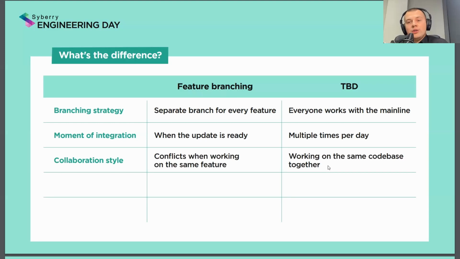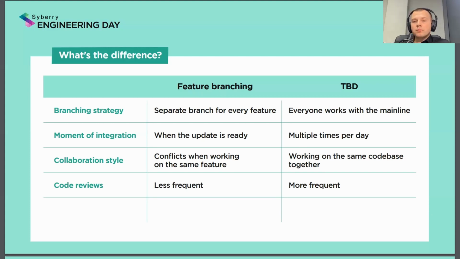In feature branching, developers may work on the same feature simultaneously, resulting in conflict and merge issues. Trunk-based development encourages developers to work collaboratively on the same code base, reducing the need for complex branching and merging process. This approach promotes better communication, faster feedback, easier collaboration among the team members, and some things like that.